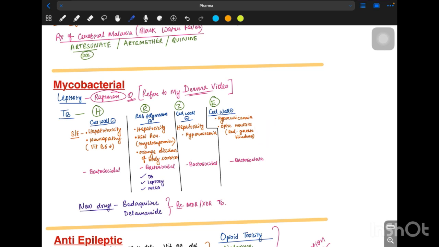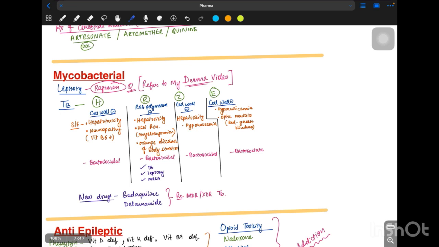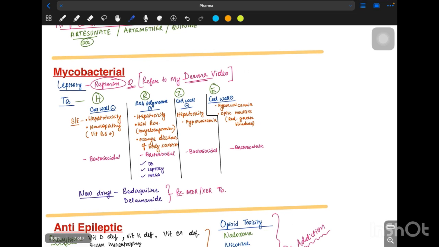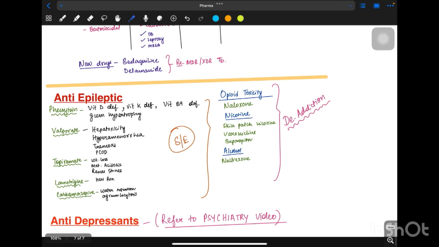Okay, now all the drugs, isoniazid, rifampicin and pyrazinamide act by bactericidal effect, whereas ethambutol only acts by bacteriostatic effect. It is the only drug in the TB group of drugs which acts by bacteriostatic. So rifampicin, apart from TB, we can give in leprosy and methicillin resistant staph aureus also, MRSA also. Now, what are the new drugs which are recommended for TB? Bedaquiline and delamanid. It is used in the treatment of multi-drug resistant or extreme drug resistant TB, MDR or XDR TB.